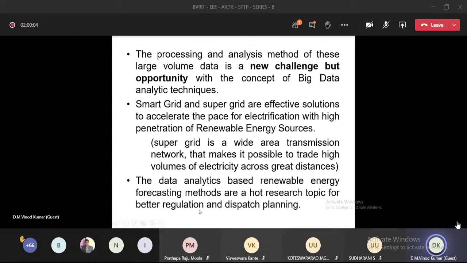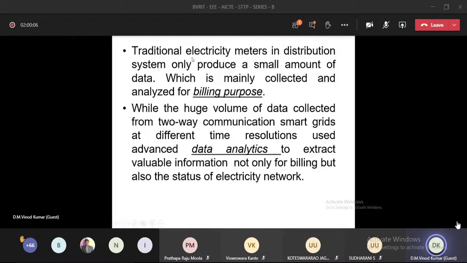And if you come back to, as I was mentioning, the good old days, we had an electromagnetic energy meter. It was used only for billing purposes. How many units, only for billing. But we used to get small data. But as of today, if you observe, the second point, the huge volume of data collected from two-way communication smart grids at different time resolutions uses advanced data analytics to extract valuable information, not only for billing but also for the status of the electricity network.